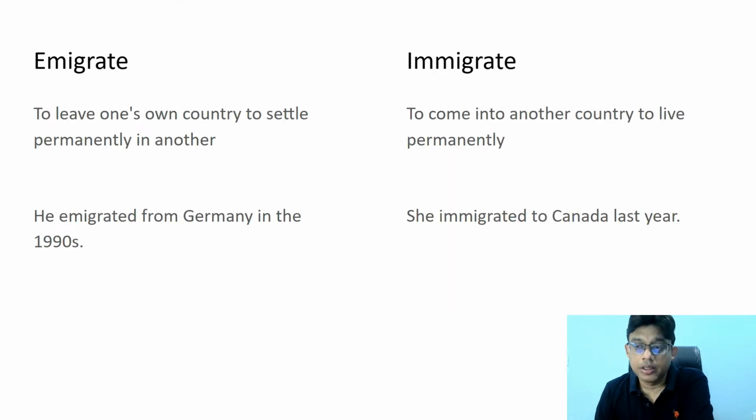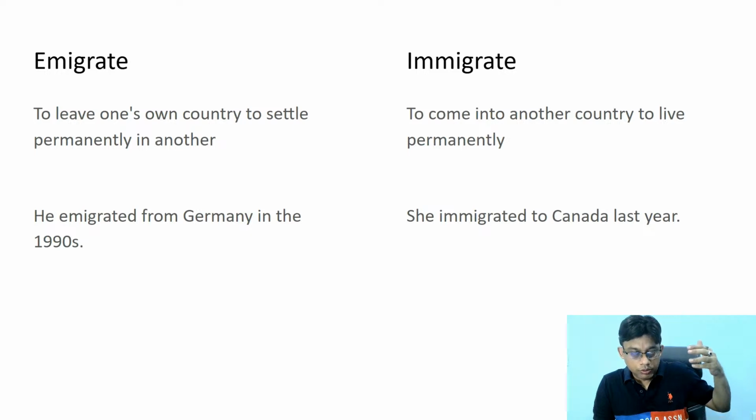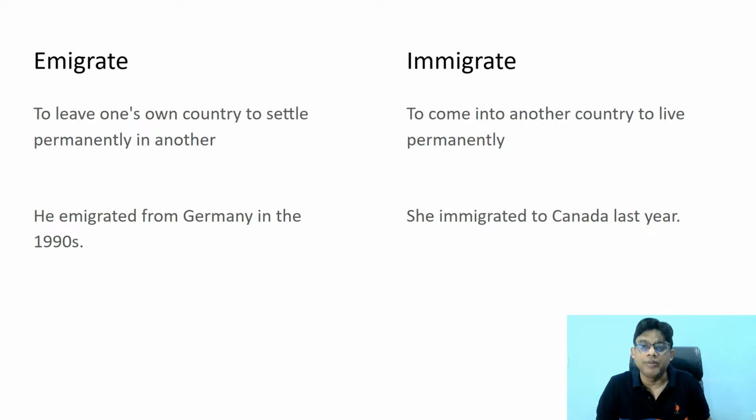emigrate, immigrate. So emigrate means to leave one's country to settle permanently in another country. You leave one country, maybe your home country, and you settle in another country. That is called emigrate. He emigrated from Germany in the 1990s. Means he moved out of Germany. Maybe it was his home country and then he moved to some other place.